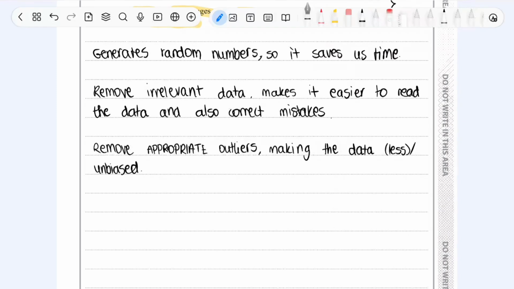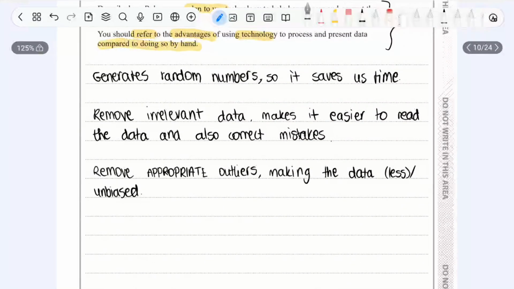So that's 6 marks. I'll highlight how many marks. From these two, where it's split with the comma, you'd get a mark each. So it should be 2 marks from this part, 2 marks from this part, and 2 marks from this part.